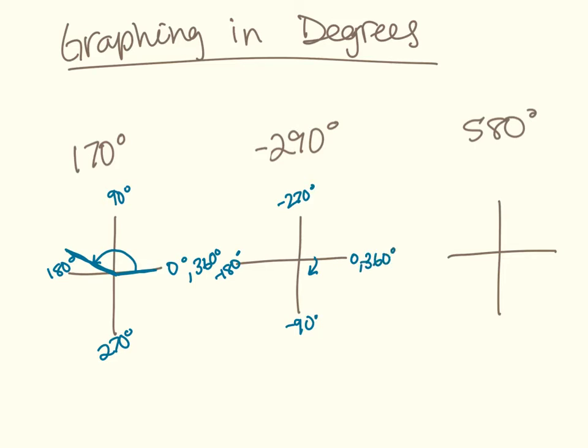So for negative 290, we would start by going down. We'll be a little bit beyond the 270 mark, and that angle would end in the first quadrant.